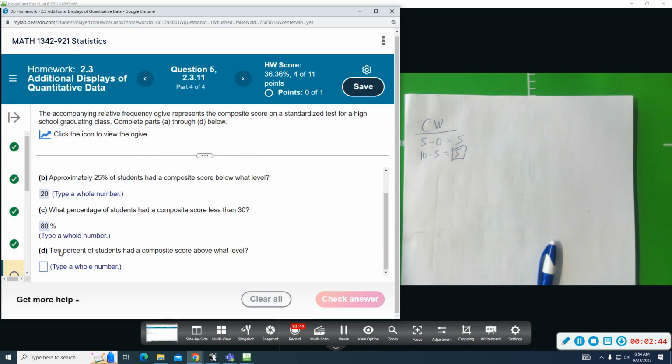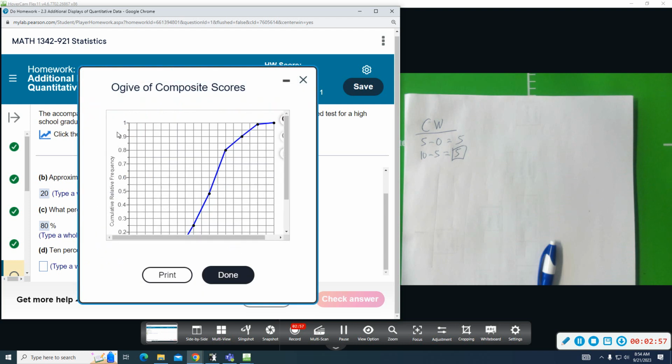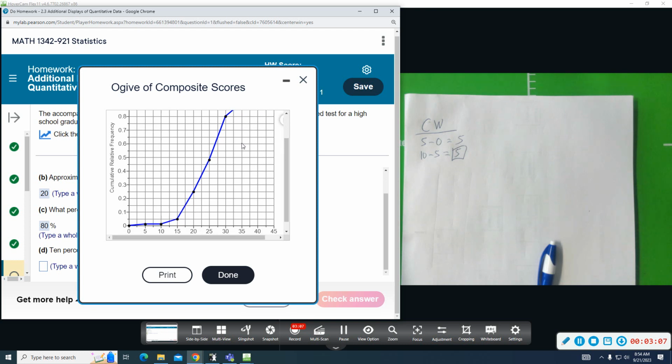And then D, 10% of the students had a composite score above. So this time we want to know the top 10%. 10% had a composite score above what? So we want to find this 90% mark. From 90 to 100 gives us 10%. So 10% scored above 35.